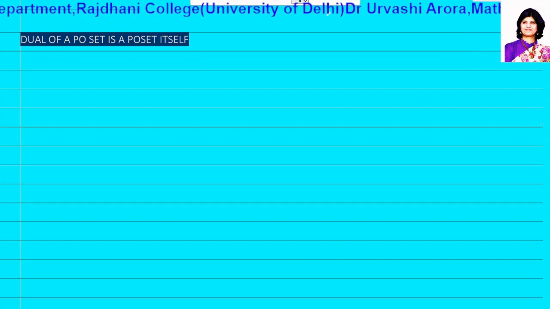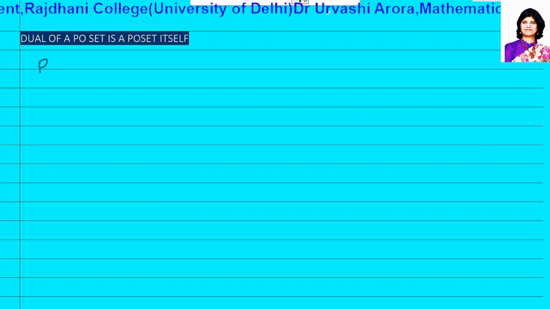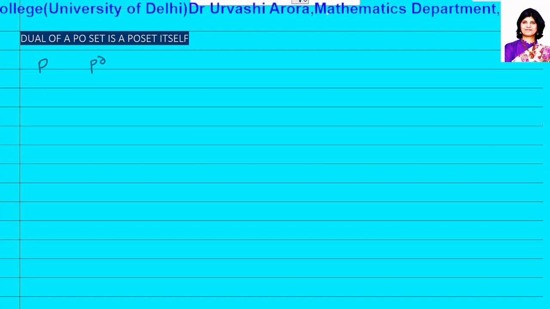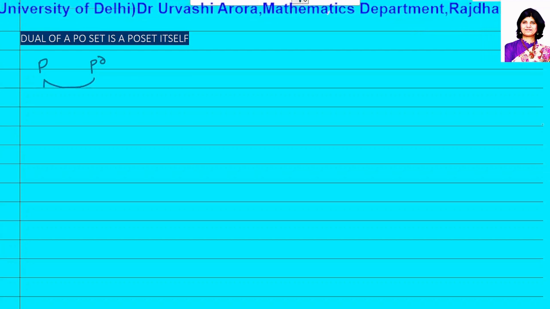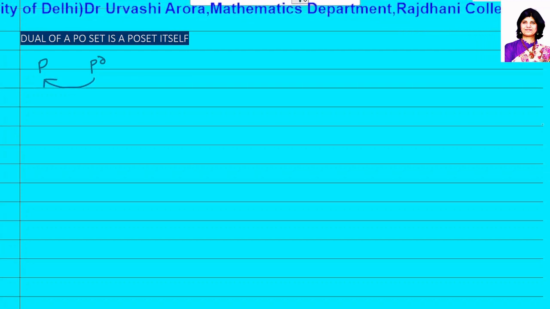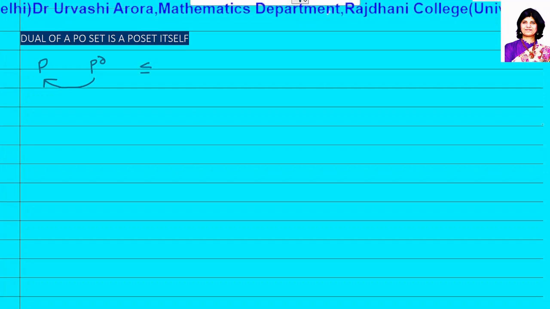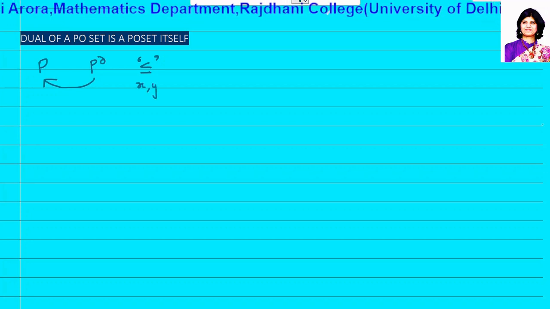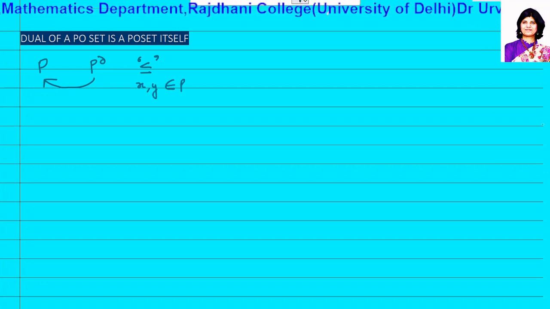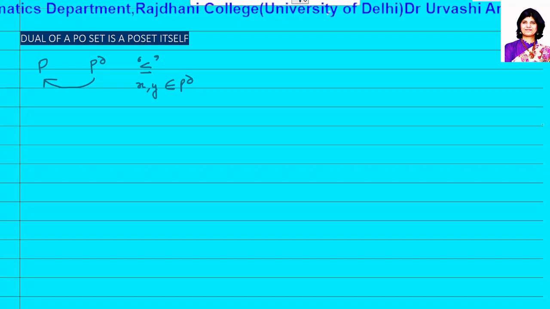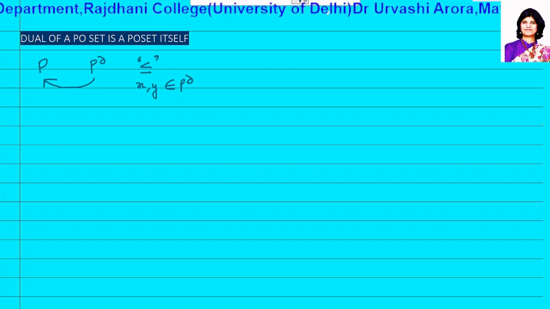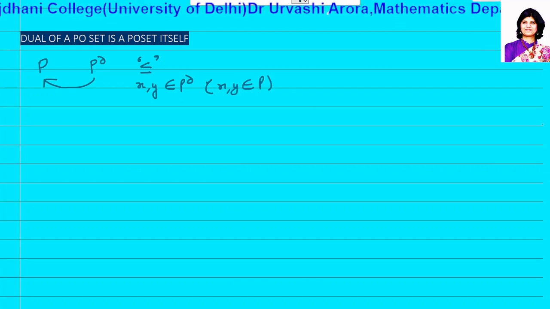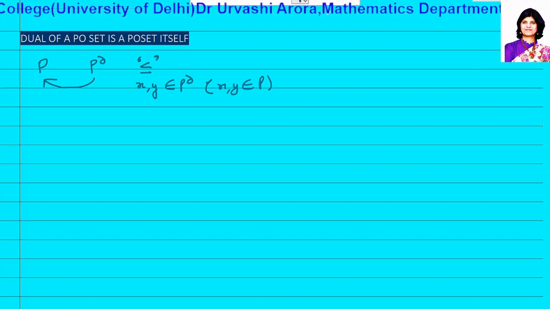So let P be a PO set, then the dual of P, which is denoted by P dual, is a set whose elements are the same as that of P. So this is one thing. And the second thing is that the relation less than equal to in P dual is defined as follows. For x and y belonging to P dual, if x and y are any two elements belonging to P dual, of course both x and y belong to P as well, because I just told you that the elements of P and P dual are the same.